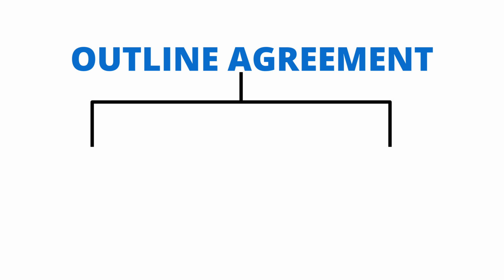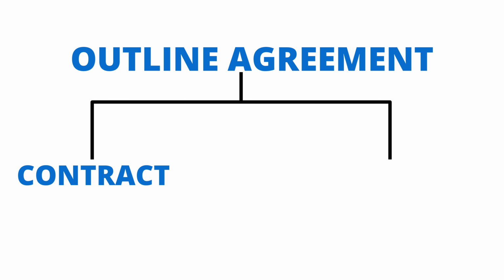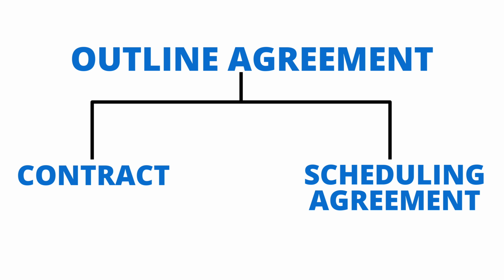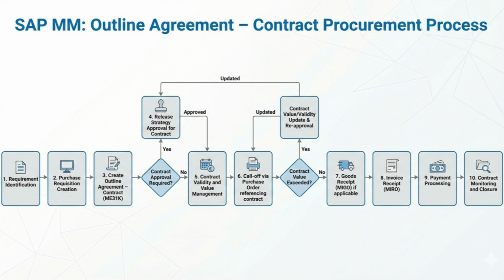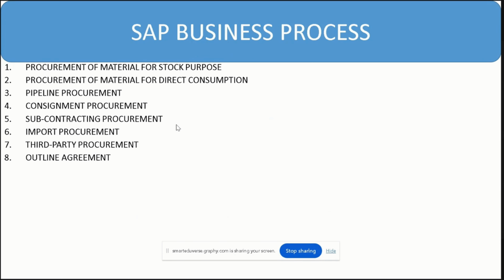So many things you can negotiate with the supplier. In this outline agreement there are two types. One is a contract, and the second one is a scheduling agreement. What is the contract? Basically, a contract is an agreement we make with the supplier for some period of time, let's say 1 year, 6 months, or any period. Based on that agreement we will be providing purchase orders to them, and they will be providing us the material. So you can create a purchase order with respect to a contract.